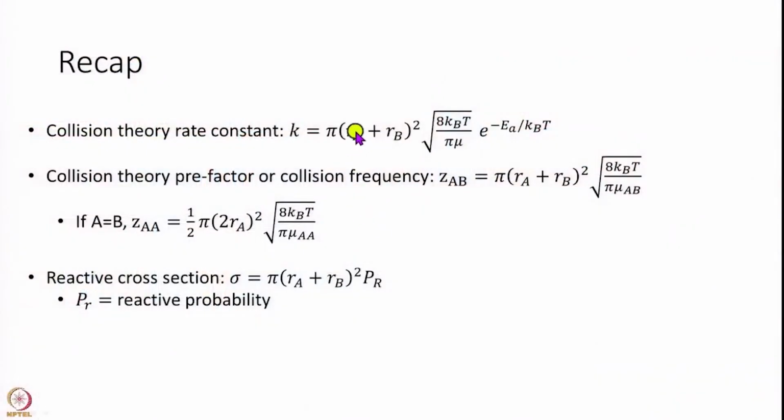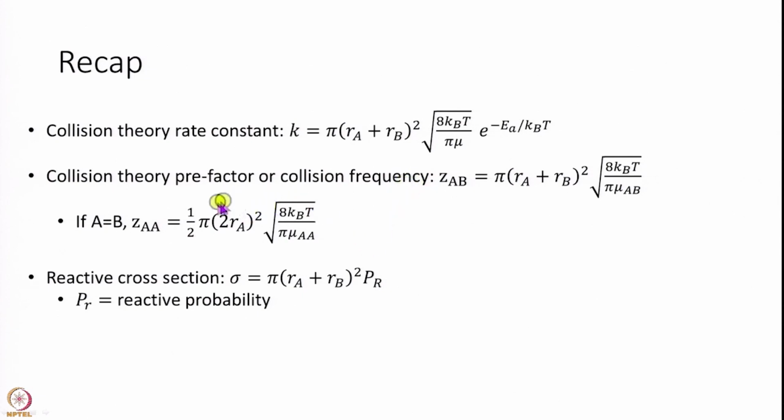So, just a quick recap, this is the final formula we derived for the collision theory. RA and RB are the radii of A and B, this is the average speed, mu is the reduced mass, EA is the activation energy and T is the temperature. Let me make another notation, which is the prefactor or collision frequency. So, just this term without the exponential, you will often see in books or literature being called the pre-exponential factor from the perspective of the Arrhenius equation, or it can often be called the collision frequency.